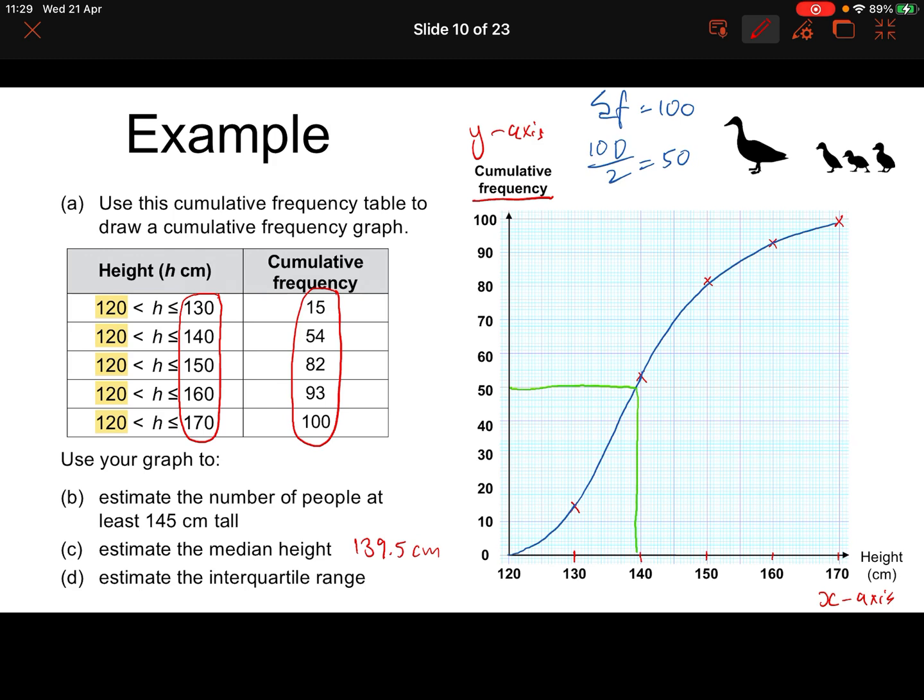Estimate the number of people. In fact, let's do B last. Actually, let's estimate the interquartile range. So what I need to find first of all is Q1. I've got 100 bits of data, so I'm going to do 100 divided by 4, which is equal to 25. So the lower quartile is the 25th value. I'm going to go to 25, which is here, and I use a ruler, and I do it as neatly as I can. And I think that is going to be 2, 4, 6, about 133.